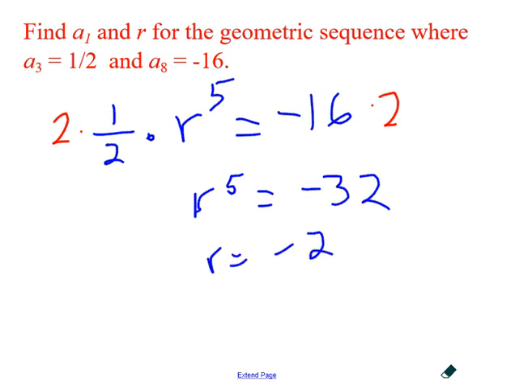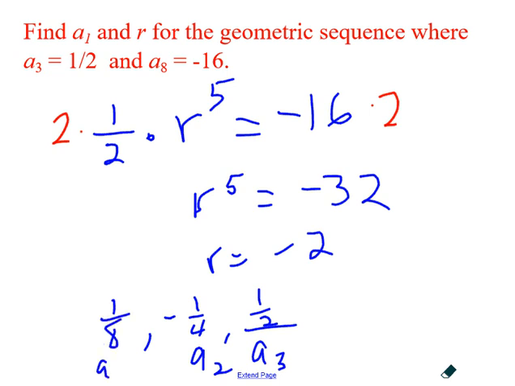And then I can go backwards. A3 is 1/2. To get to A2, I must have doubled, so I'm going to divide by -2, and I'd be at -1/4. And it should make sense that my numbers are growing as I go backwards. Again, I divide by -2, and I'm going to have 1/8. And that's going to be my A1. So hopefully that helps with those review questions.